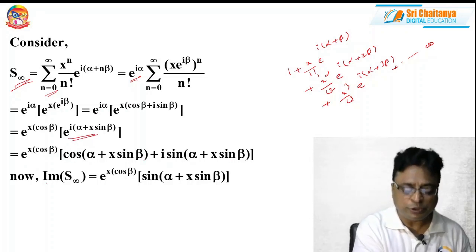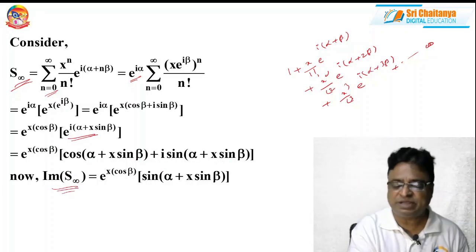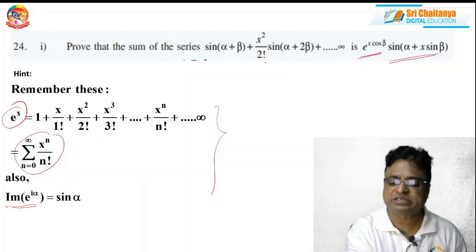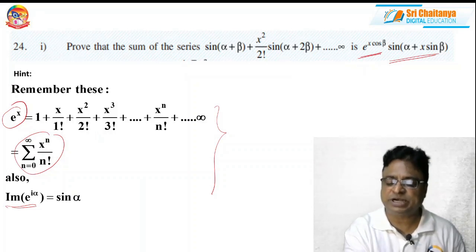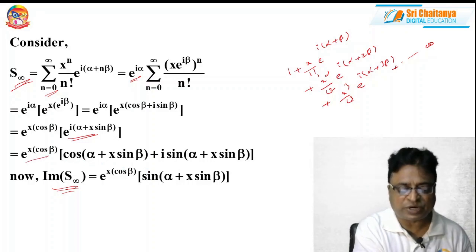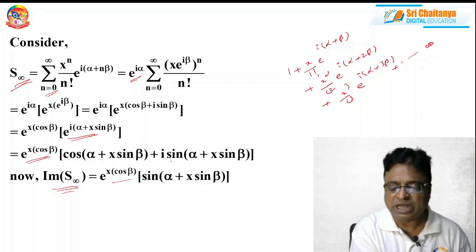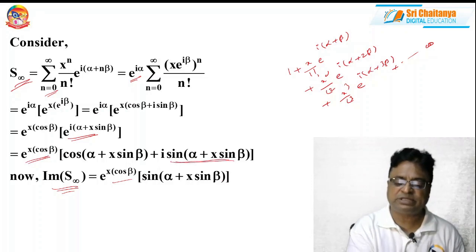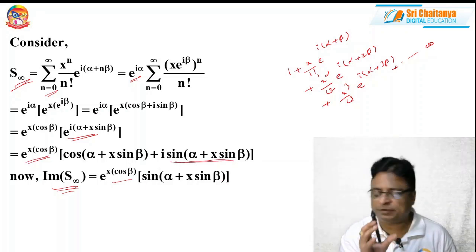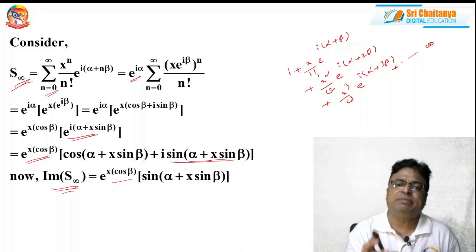Now what to do? You collect the imaginary part. What is my imaginary part? That is sin alpha plus beta plus x square by factorial 2 sin alpha plus 2 beta and so on. So what is that? That is nothing but the imaginary part, which is e power x cos beta into sin of alpha plus x sin beta. This is the result.